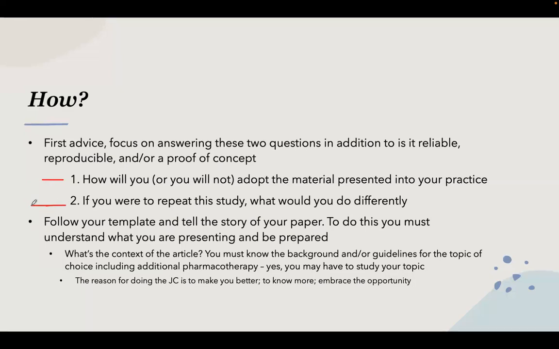But follow your template. Tell your story of your paper or the paper you're reading that someone else wrote. But this is your story. But you have to appreciate and understand what you're talking about. And what I mean by that, if the context of your study is subarachnoid hemorrhages on patients taking DOACs, specifically factor 10A inhibitors, rivaroxaban and apixaban, you have to understand what a subarachnoid hemorrhage is.